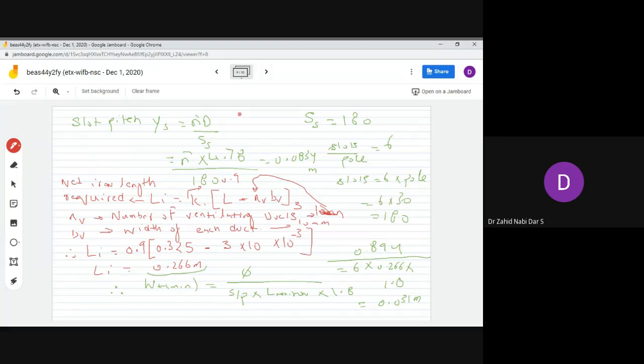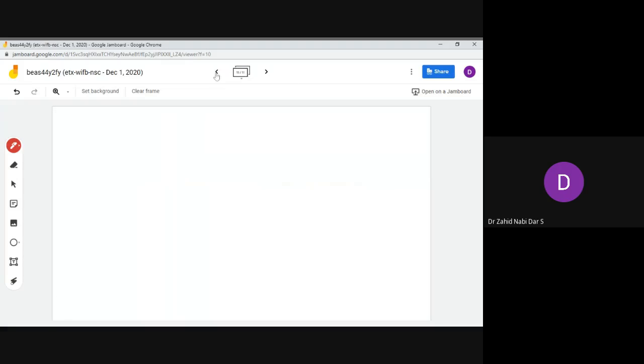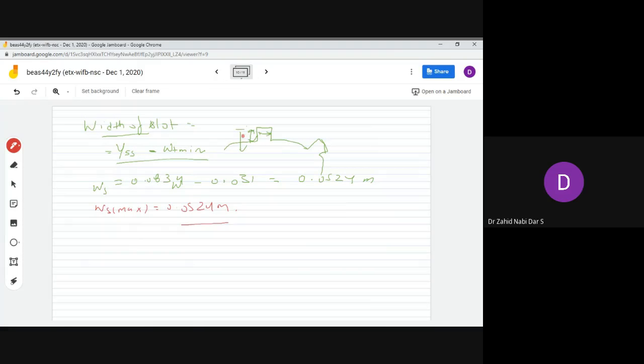So this is the width of the slot. Here, if you see, actually what happens is that you have this. I'm not able to draw it properly. So you have this, and this is the width which you want. From here to here you have this slot pitch.